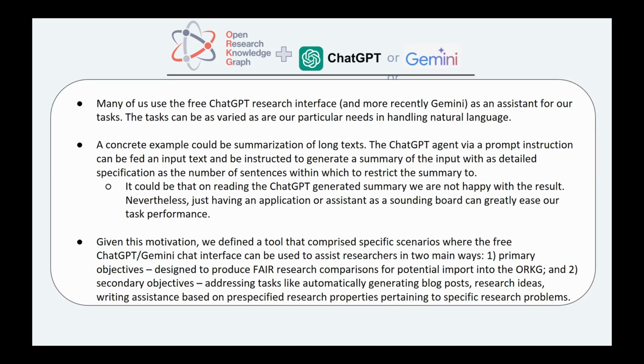So now when we think about research assistants, that could be a very broad topic. That could mean basically, subjectively, anything to any specific researcher. So what we essentially focused on within the primary objectives was to obtain these FAIR research comparisons for powering the ORKG and other such knowledge graphs. So around this scenario, we defined our primary objectives, and our secondary objectives were then addressing tasks like generating blog posts, research ideas, writing assistance, and so on.